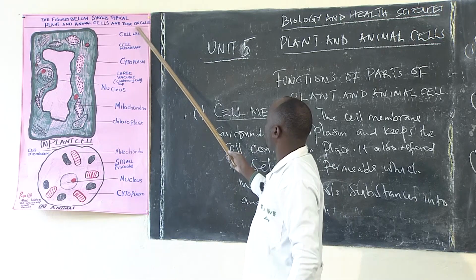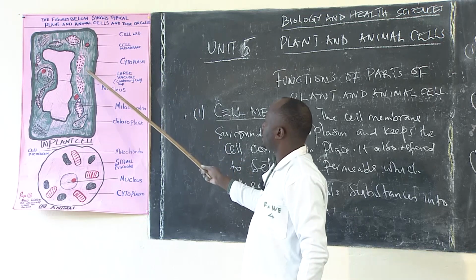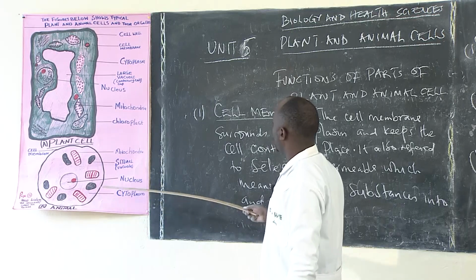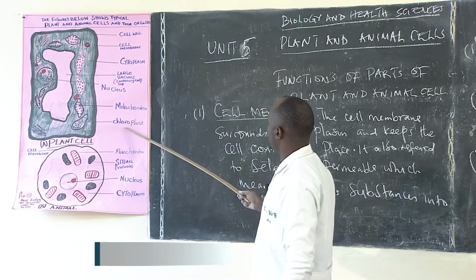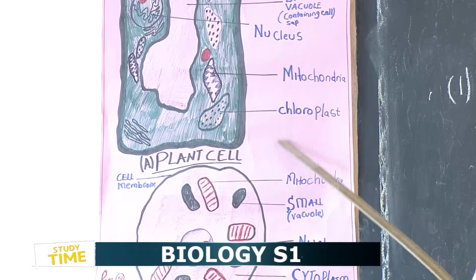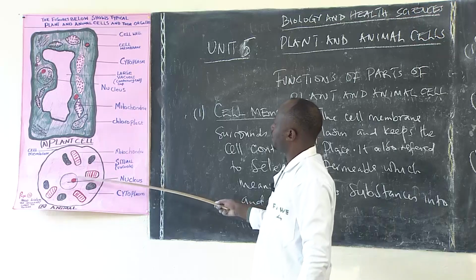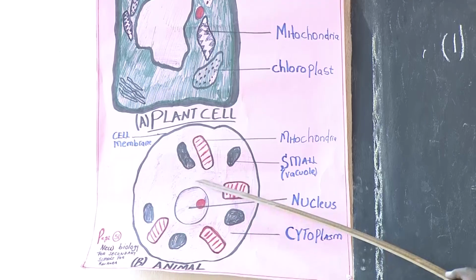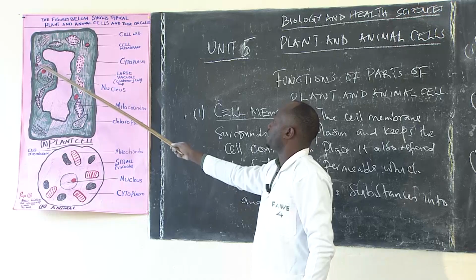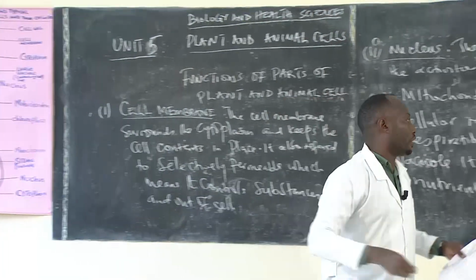We have the cell wall. The cell wall is present in plant cell but absent in animal cell. We can also talk about the chloroplasts. The chloroplast is found in a plant cell but absent in animal cell. Another difference you can see is the location of the nucleus. The nucleus is located in the center in one, but here the nucleus is located on the periphery. All right?